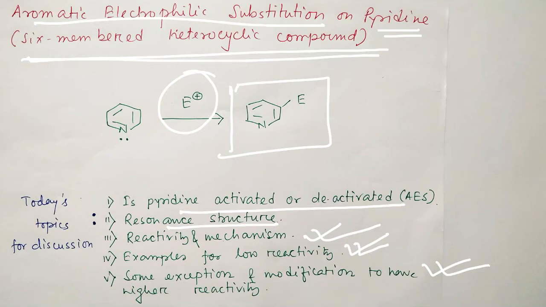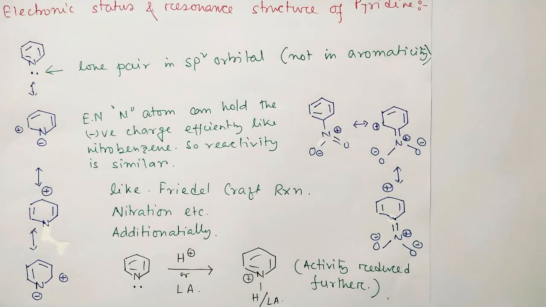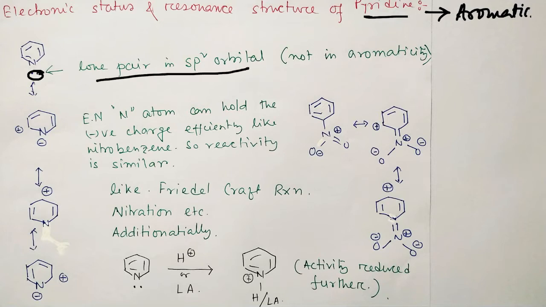Okay, let's start. So first discuss the electronic distribution pattern. By the way, remember that pyridine is actually an aromatic molecule. It has aromaticity, but interestingly the lone pair which nitrogen possesses is in the sp2 orbital, and it is not involved in the aromaticity. Please keep this in mind. But there is another single electron in the p orbital, which is involved in the aromaticity of the pyridine.